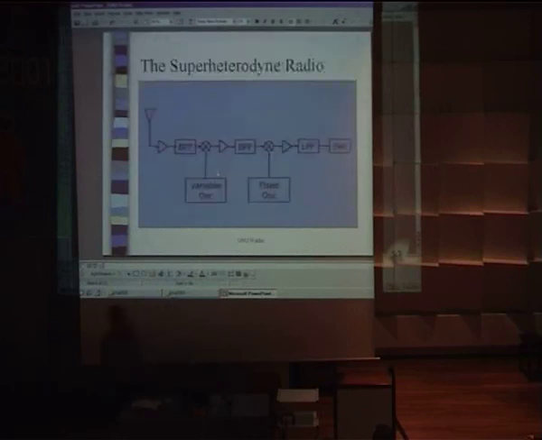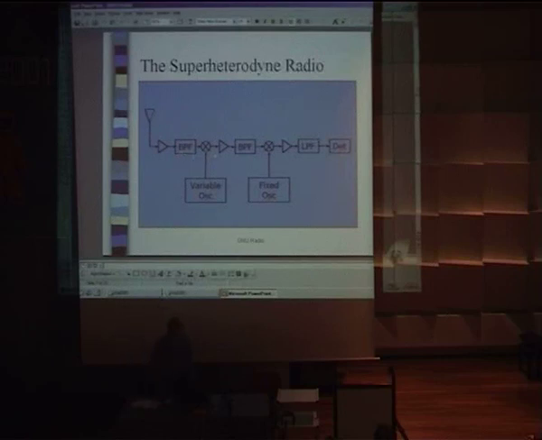So this would be a double conversion superheterodyne radio. I think the super part of it was a marketing thing, and the heterodyne was external force. So the whole idea is I've got an antenna out here. These things are gain blocks of some kind. This would be called the first low noise amplifier. This would be a bandpass filter, which effectively only passes certain frequencies and leaves the others out.